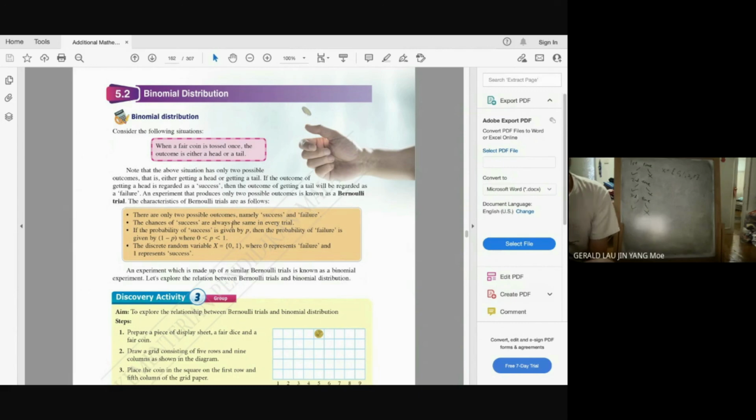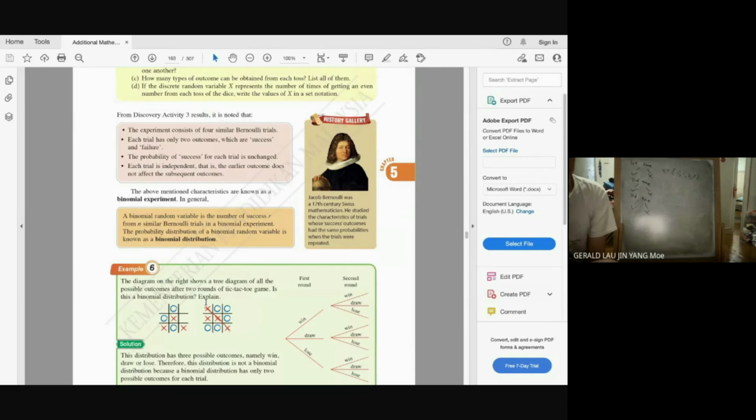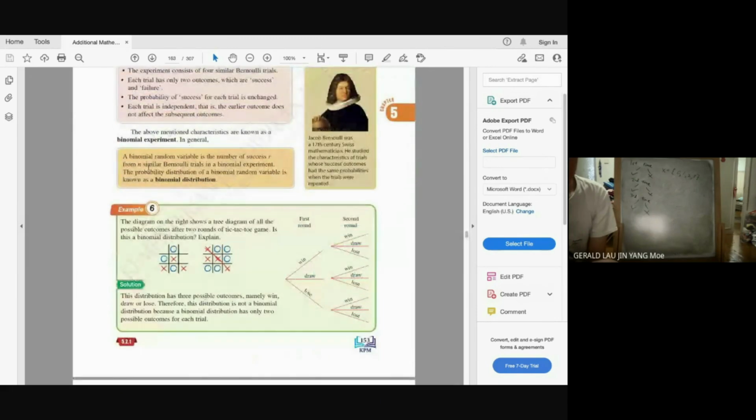Chances of success are always the same in every trial. Probability of success is given by P. Probability of failure is given by 1 minus P. Discrete random variable X equals 0 or 1, where 0 represents failure and 1 represents success. Okay, so this is called a binomial distribution.